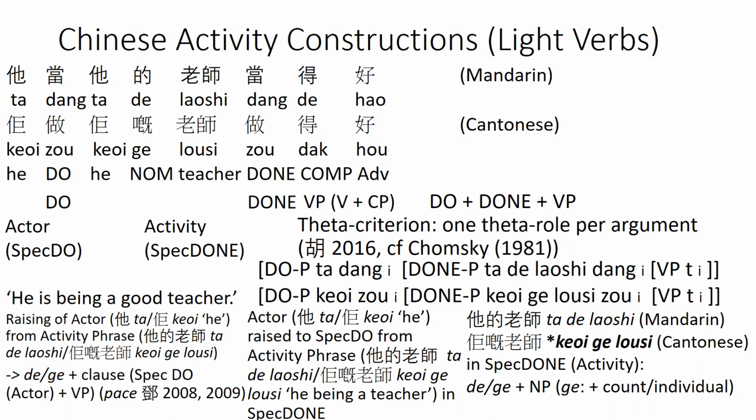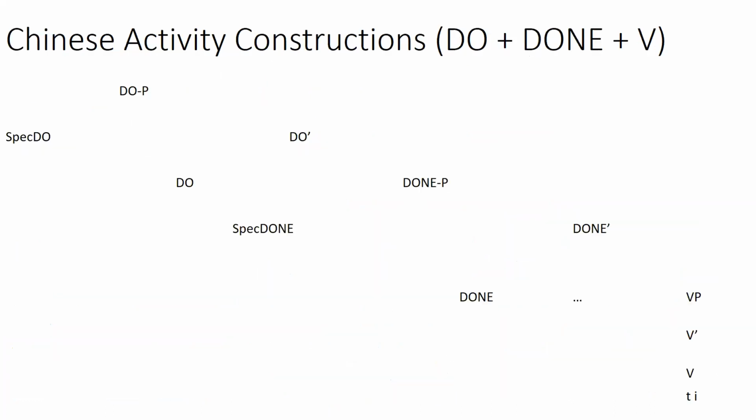My analysis differs from Huang's reservation towards not being able to nominalize clauses. I argue here that de and ge select a clausal complement in which the actor raises to the specifier of do in the main clause. So this is essentially a biclausal analysis. If we try to formalize this in terms of trees, right? We get this type of construction. At the bottom of the derivation, the verb moves to done first, where it introduces the activity nominal in the specifier.